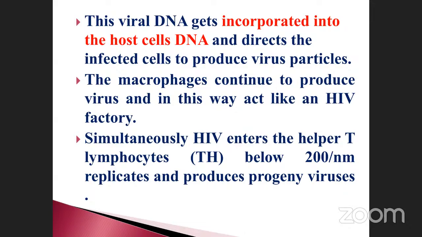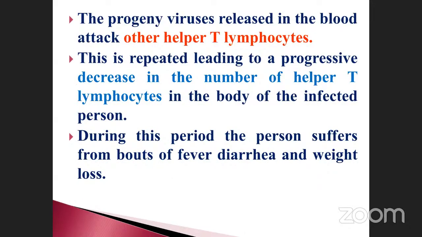When a foreign particle enters, where does it attack? Okay. After that, what will happen now? The normal production of T lymphocytes will be reduced. As a result, what happens now? Your immunity power is also reduced simultaneously. Okay. See, the progeny viruses released in the blood attack other helper T lymphocytes. That's why the immunity power is completely lost.